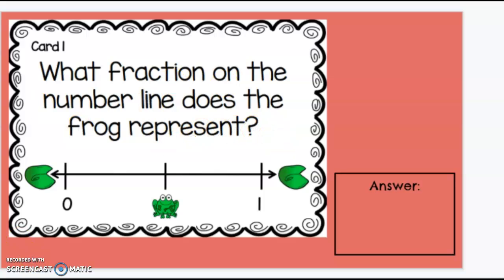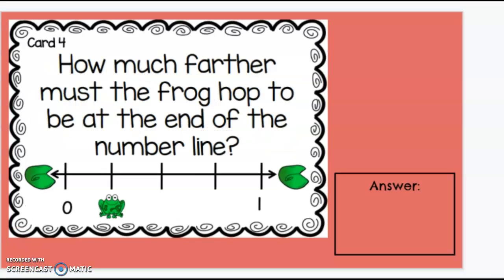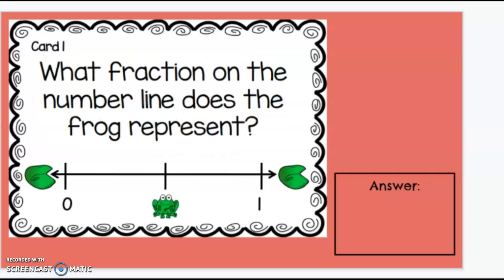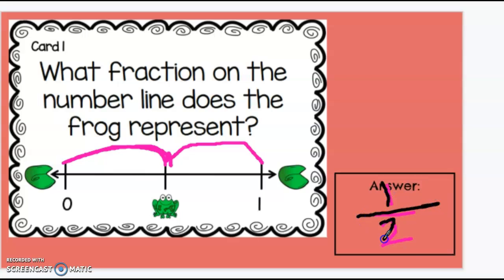Okay, I'm going to go over these 3 cards, and then you guys are going to do 3 cards by yourself, okay? So this first one, what fraction on the number line does the frog represent? Well, the first part is determining how many parts, how many spaces we have on our number line, okay? So here we have 1, 2. We have 2 spaces. And the frog is at the first space. So the frog represents, that's hard to see on the pink background. The frog represents 1/2.